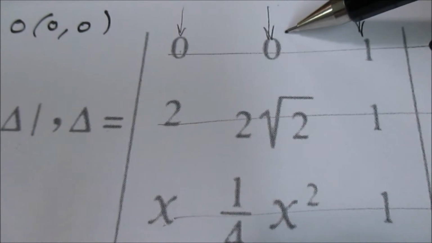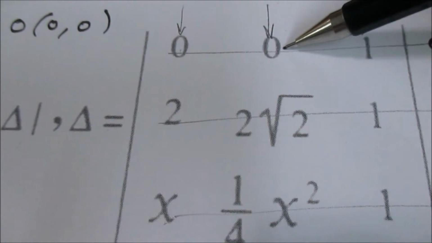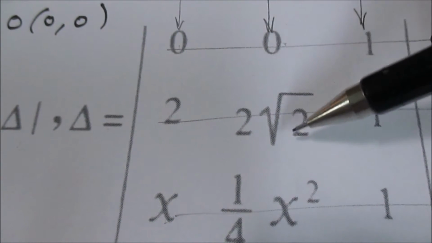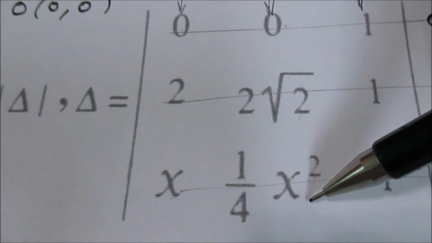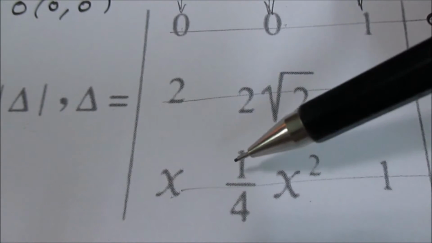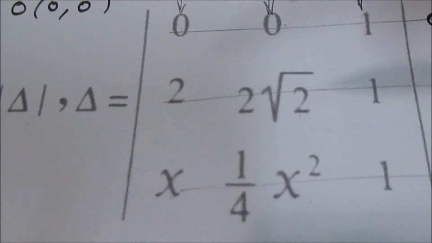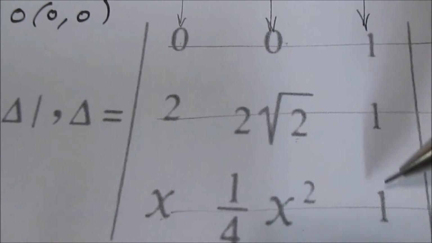تاني column هو ال y values. ال origin point ال y value of the origin point 0. ال y value of point A is 2 root 2. ال y value of point B in terms of x هي 1 over 4 x squared. تالت column كل ال elements 1.